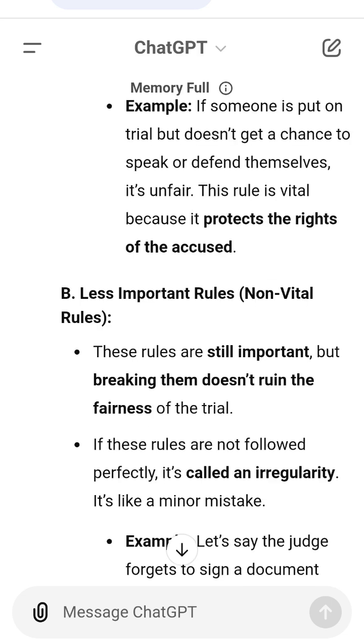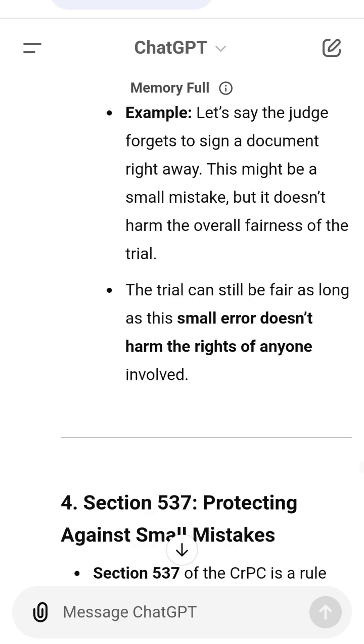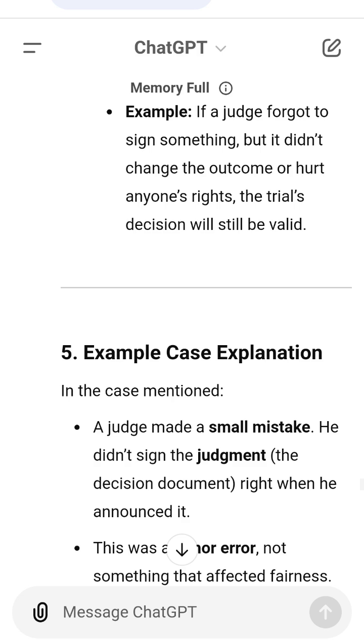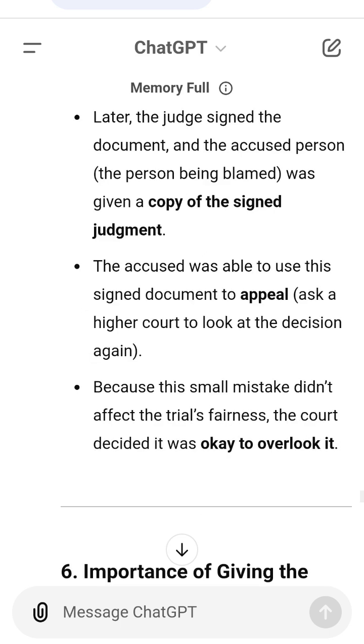8. Why courts overlook minor mistakes. Courts are here to make sure justice is served fairly, not to throw out cases over small errors. But if a mistake affects the fairness of the trial in any way, the court will take it seriously. Example of a serious error. If a person doesn't get a fair chance to present their side, this would hurt the fairness of the trial. The court would not overlook this. Example of a small error. If a judge delays signing a paper but this doesn't hurt anyone, the court would overlook it to keep the process moving smoothly.